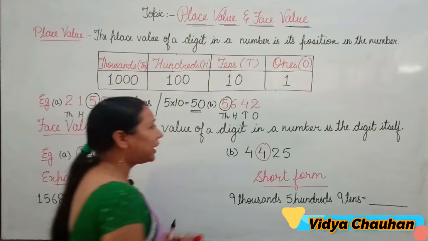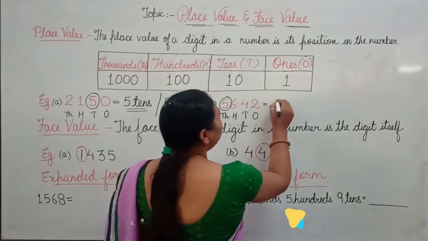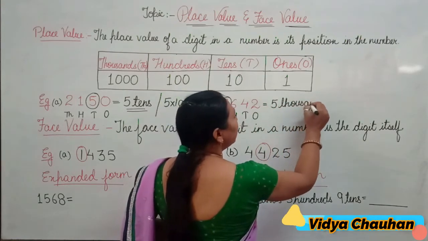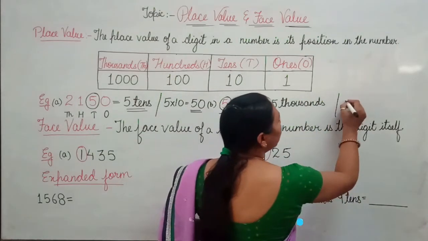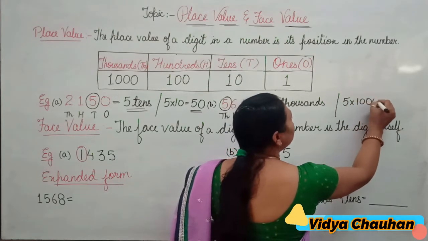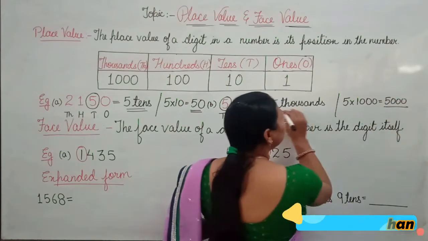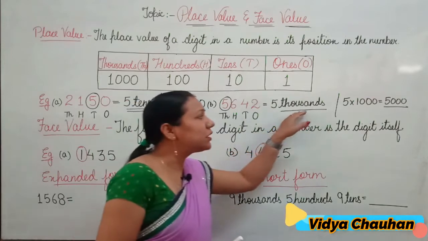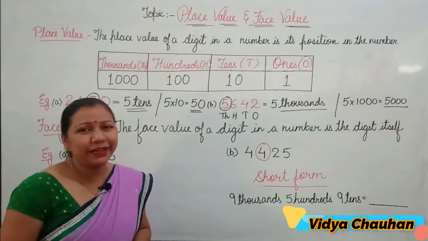So how you are going to write the answer for this? Yes, you can write it as 5 thousands. Either write it in words 5 thousands, or you can write it as 5 multiplied by 1000, which is equal to 5000. So these are the two answers. You can write it in words also, or you can write it in the numerical form. Both the answers are correct.